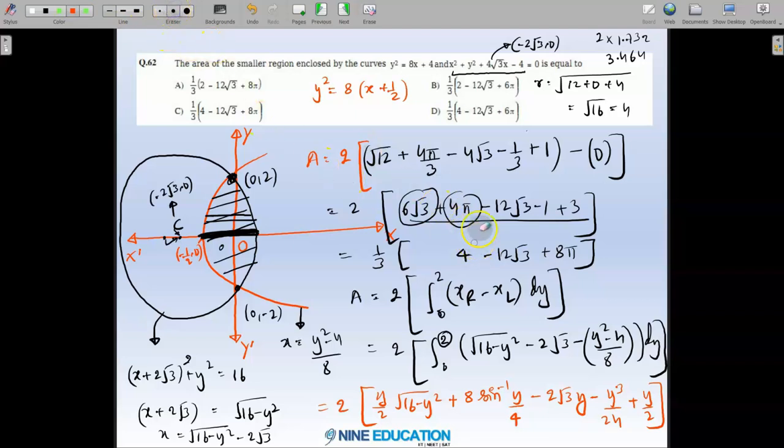So we can say that our answer is going to be 1 by 3, 4 minus 12 root 3 plus 8 pi. So this can be seen in option number 3, 1 by 3, 4 minus 12 root 3 plus 8 pi. So C is correct.